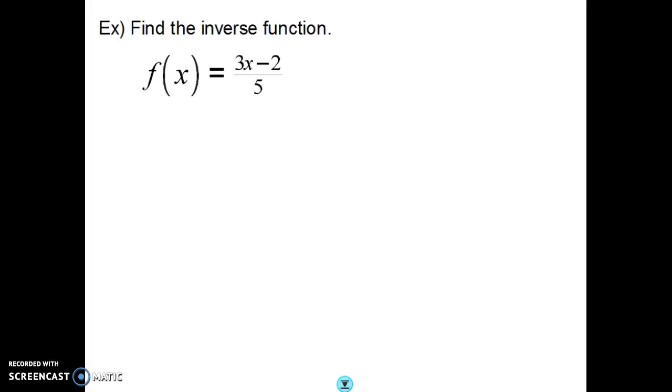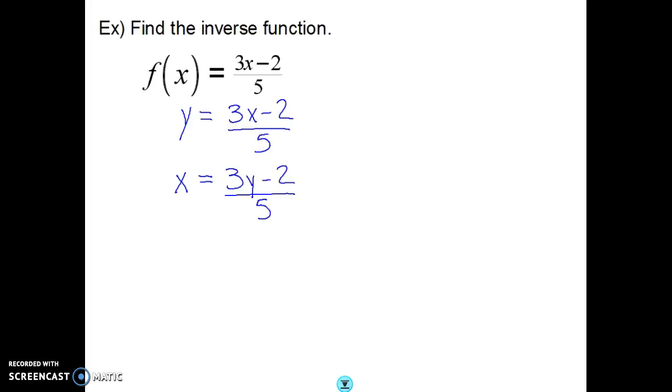Let's look at a slightly more complicated example here. It's going to take us a few steps. So first we're going to change our notation to use y instead of f of x. y equals (3x minus 2), all divided by 5. And now I want to swap x and y so that we can resolve for y for the inverse function. So x equals (3y minus 2), all divided by 5.